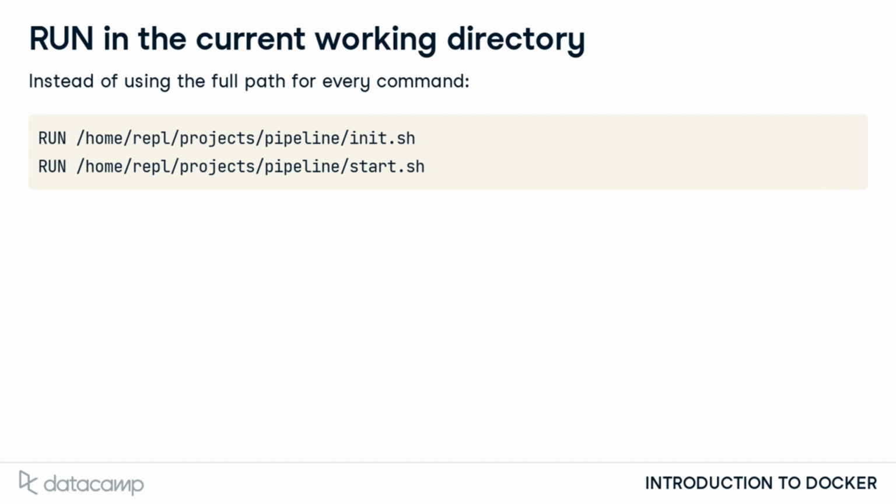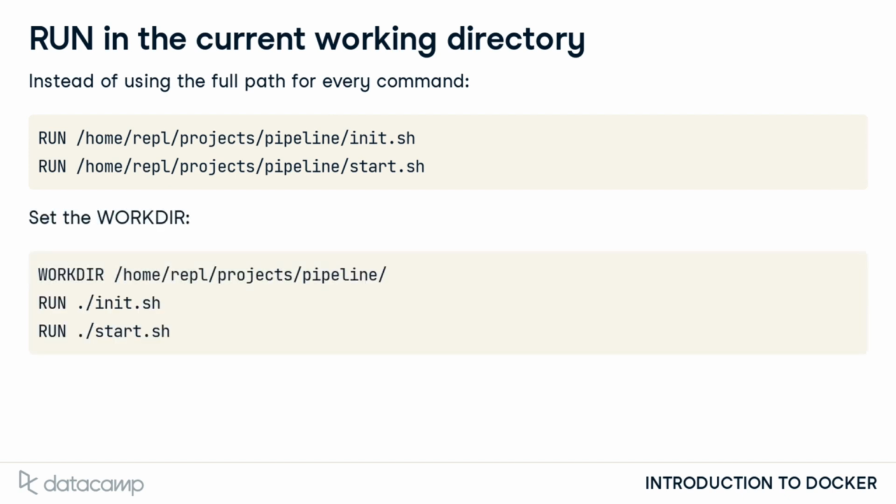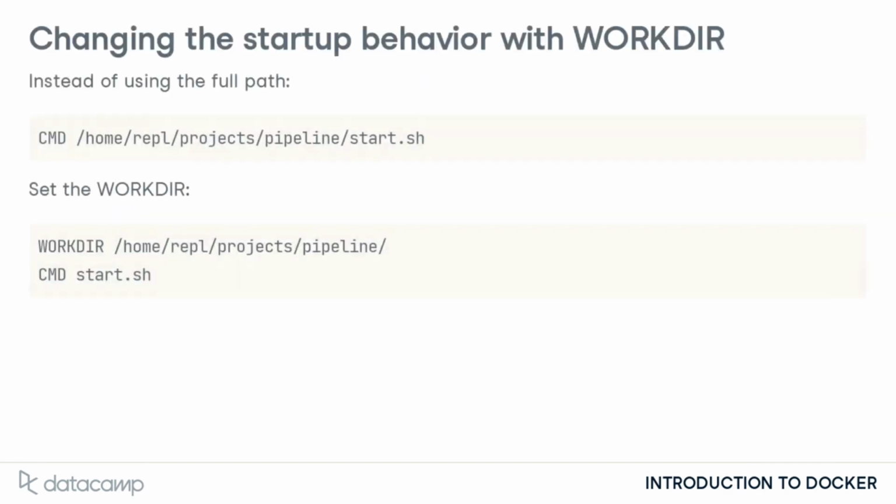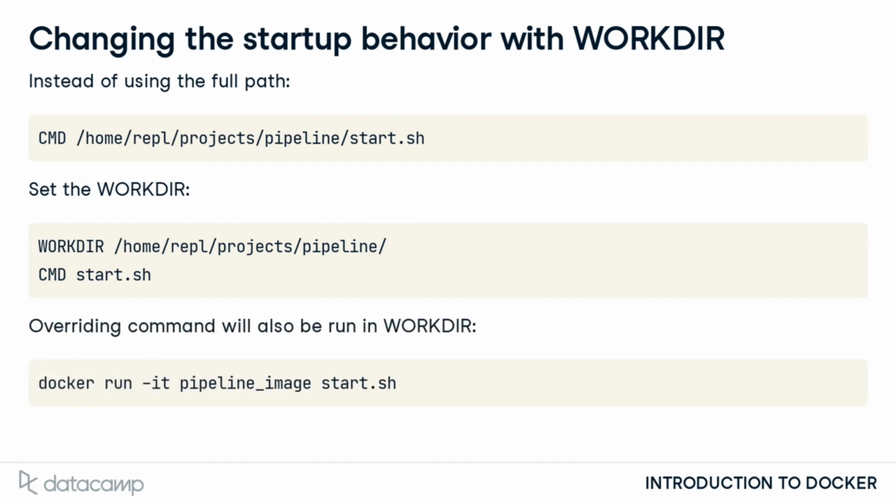The effect on the RUN instruction is straightforward. The shell commands executed by the RUN instruction will be run in a directory set by WORKDIR. This allows us to make the RUN instructions more readable and removes any unclarity about where the files we are running are located. The WORKDIR instruction also changes the working directory in which the shell command of the CMD instruction is run. If a user of the image overrides the CMD, their replacement start command will also be run in the path set with WORKDIR.